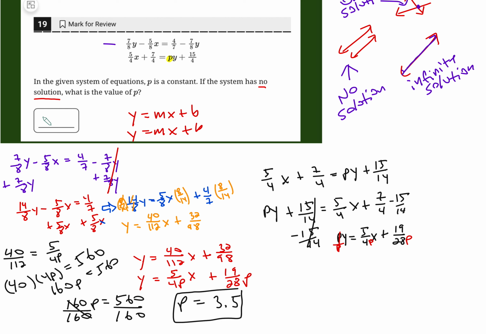Make sure in here you just type in 3.5, and that's the answer. Just a quick note, you could also type in 7/2. The SAT will take either one, so 3.5 or 7/2, same thing.